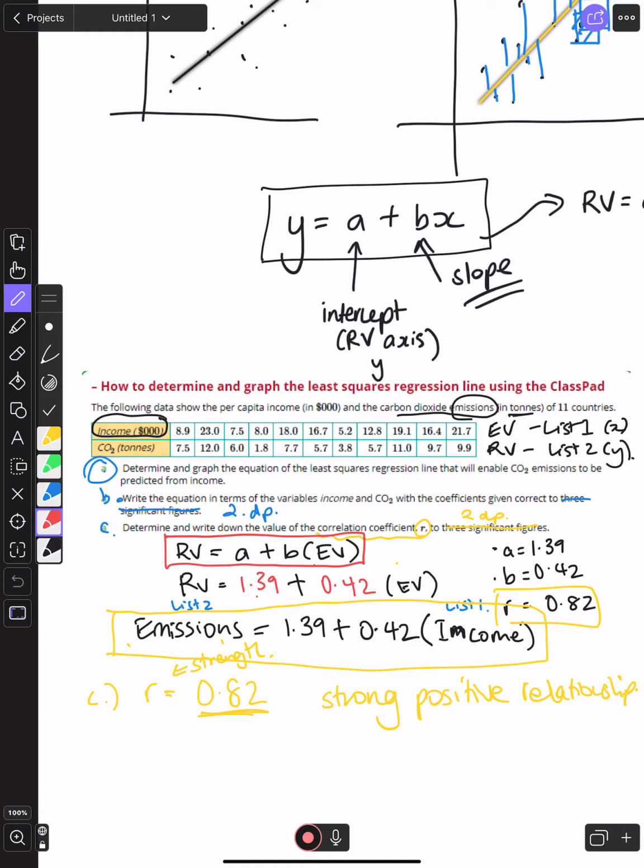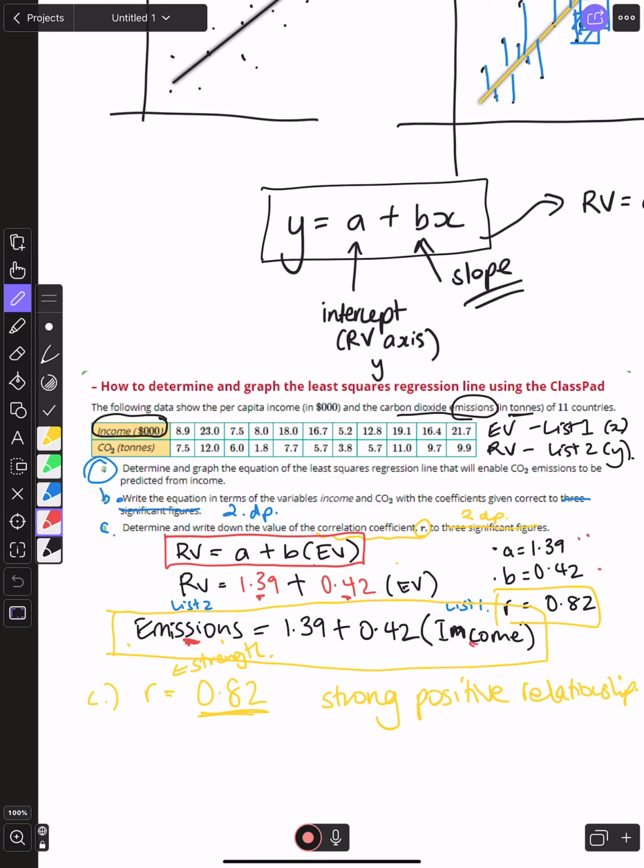Then you sub in your A value and your B value. So remember, our A is our intercept and our B is the slope of the line. Be careful to take the sign in front. So if there is a minus in front of either of those numbers, make sure it appears in here. And then your EV. And then the last step, just write in whatever the variable name was for RV. So that's what you put in list 2.